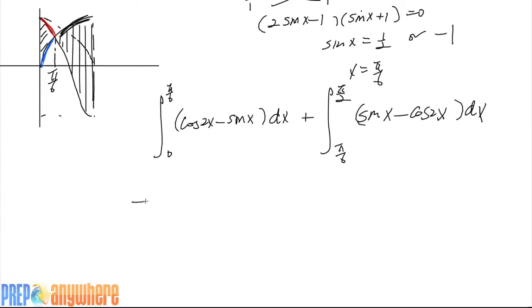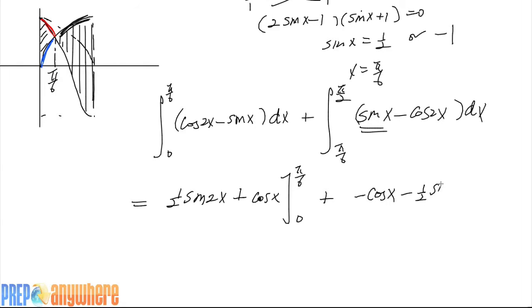All right, let's find the antiderivative. That's going to be a half of sine of 2x plus cosine of x. Antiderivative of positive sine is minus cosine of x. And this is going to be a minus half sine of 2x.